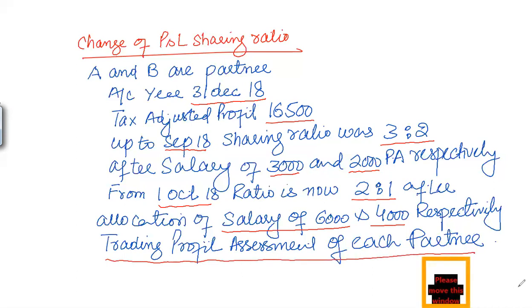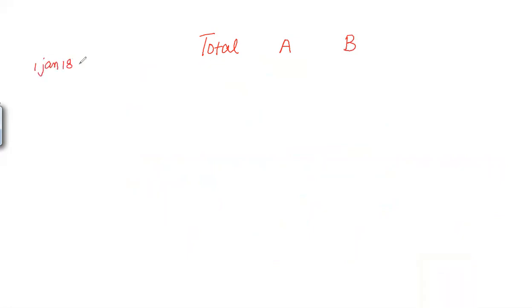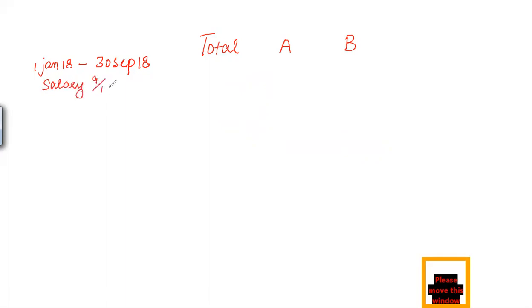Now let's work out how we can do it. We have to split it into 9/12 and 3/12. So let's make the allocation. First of all, the total column, then partner A, and then partner B. From 1st January 18 till 30th September 18, it's 9 months, and we have been given the annual salary. So we have to split the salary for the 9 months, that is 9 by 12.